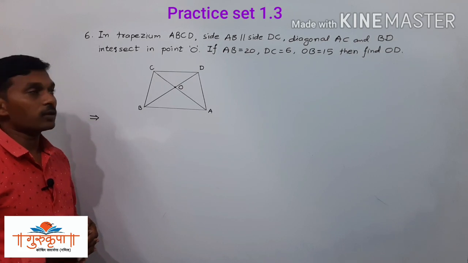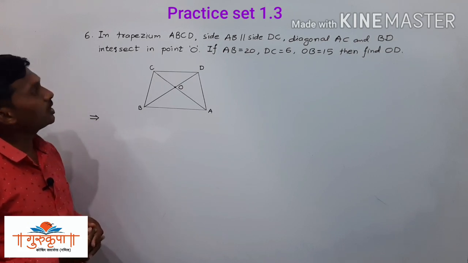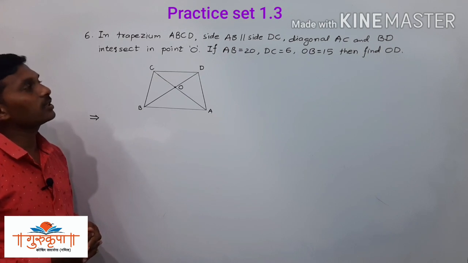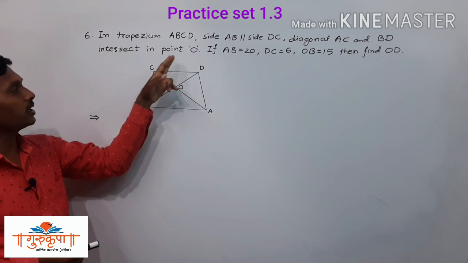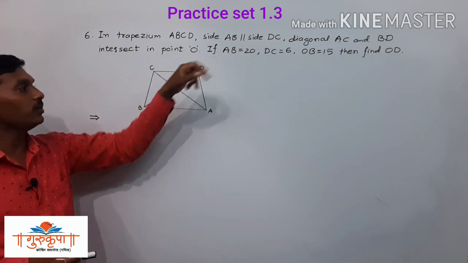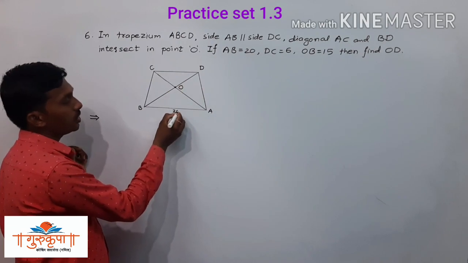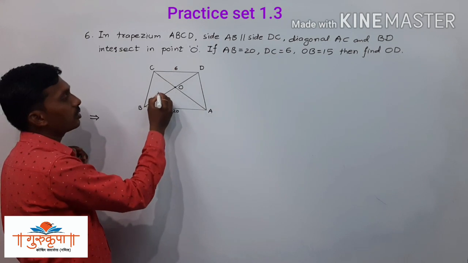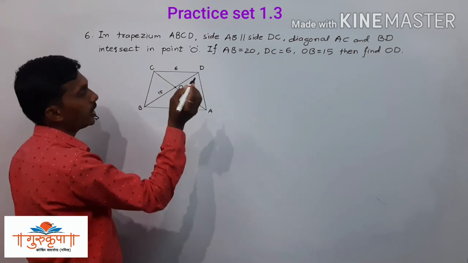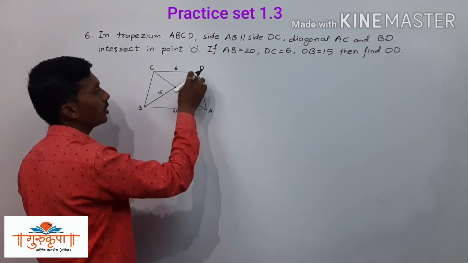Question number 6 from practice set 1.3. The question is, in trapezium ABCD, side AB is parallel to side DC, diagonals AC and BD intersect at point O. If AB is equal to 20, DC is equal to 6, OB is equal to 15, then find OD. We have to find this segment OD.